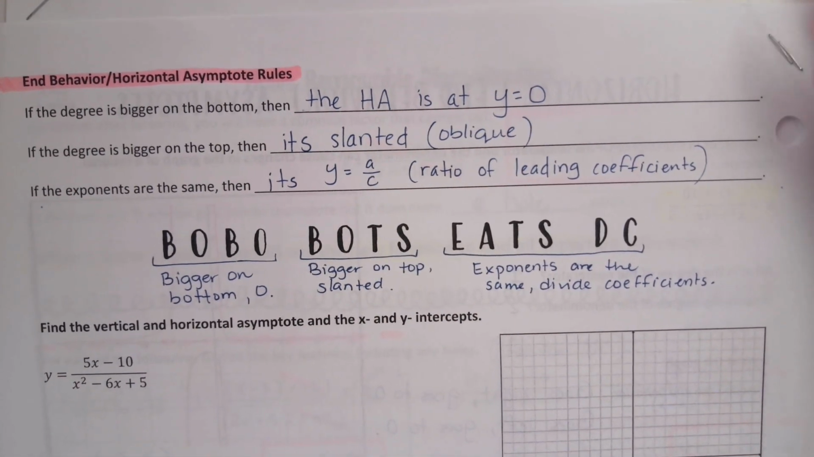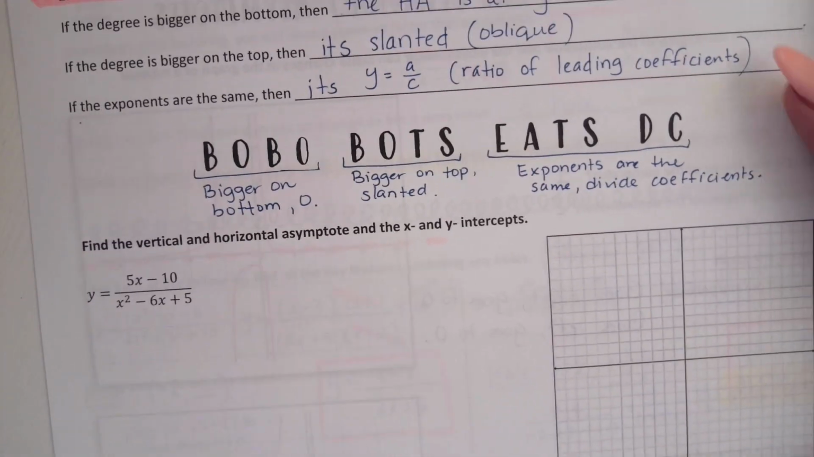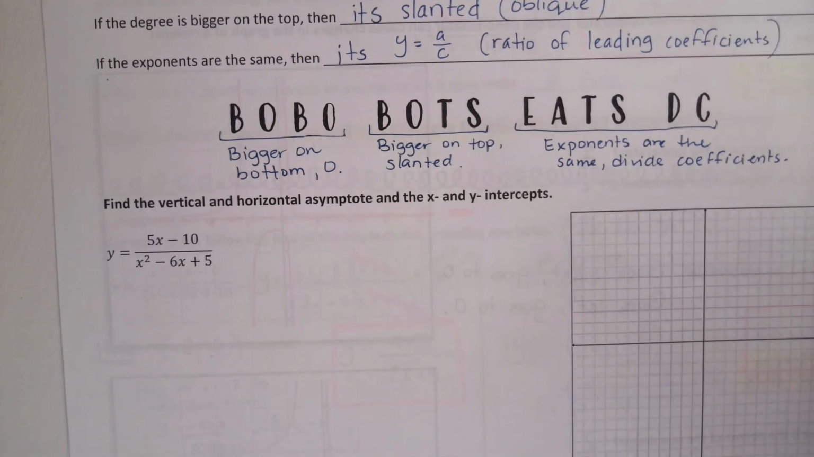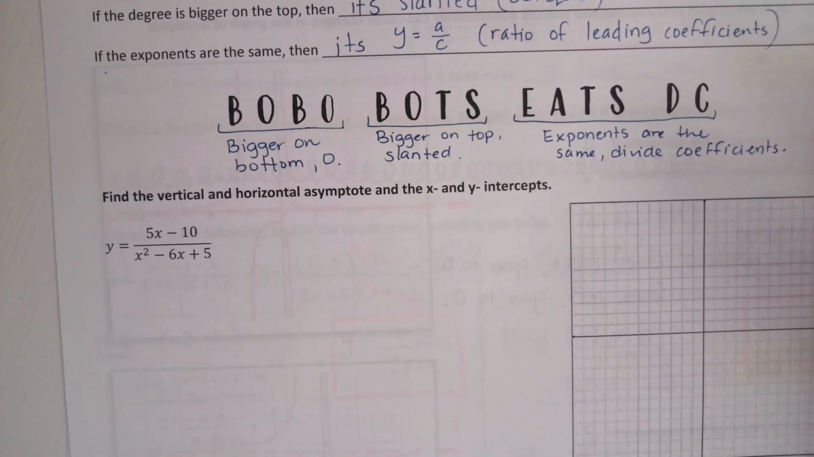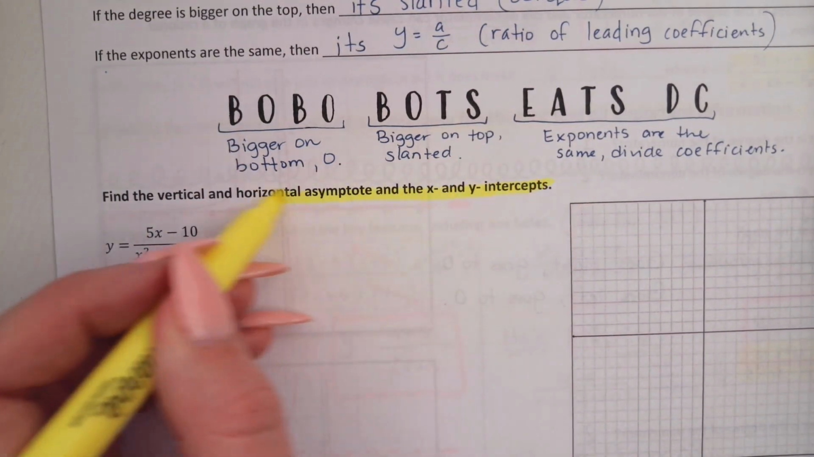Y'all ready to try some? 2 graphs. We got this. So we are finding the vertical and horizontal, aka end behavior asymptote. We're also going to find the x and y intercept. This first one is not pretty. It's not pretty. Get ready. You'll see why.